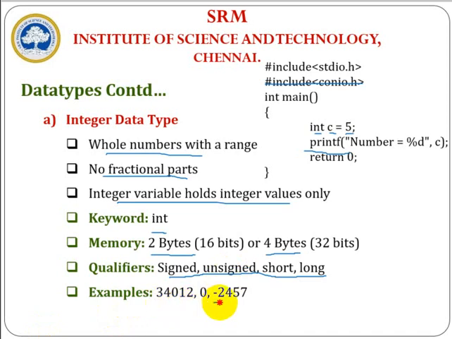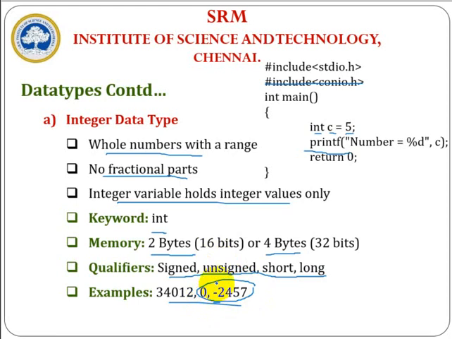And these are some examples for the integer. You can give 34,012, which is a positive number. 0 is also an integer, and negative values can also be integers. What is the restriction here? If I give unsigned integer, then this negative value will not be permitted.